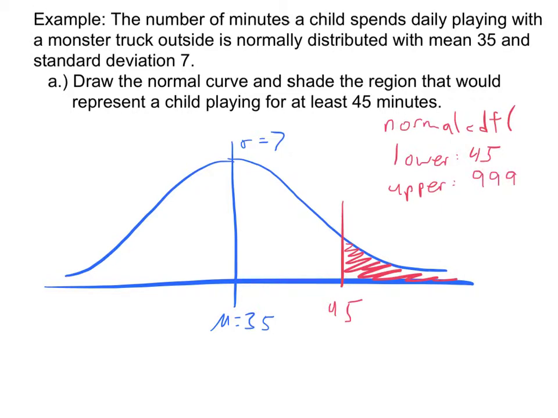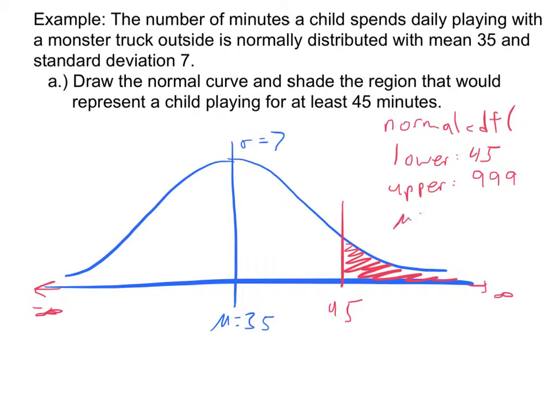Now, some people might object: what kid is going to spend 999 minutes outside? True, good point, but your calculator doesn't know that this is about a kid outside. All your calculator knows is that this graph goes from negative infinity to positive infinity. So we're just trying to pick a value that's incredibly large in the context of the problem so that it'll give us the right proportion.